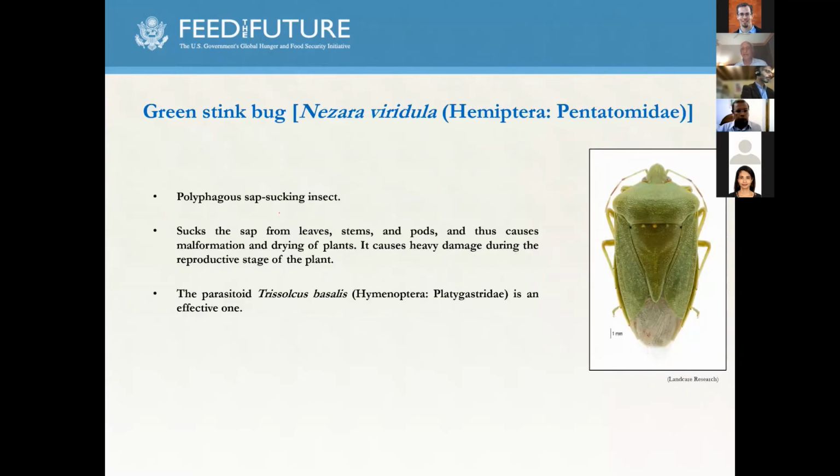Green stink bug, it is also a polyphagous one. It occurs all over the world, and both nymphs and adults suck the juice from the leaves, stems, and pods, and cause damage. There's a good parasite called Trissolcus basalis, and it occurs all over Asia and Africa. And if we save this parasite, we can maintain some control of this pest.